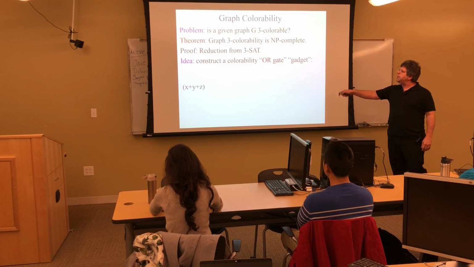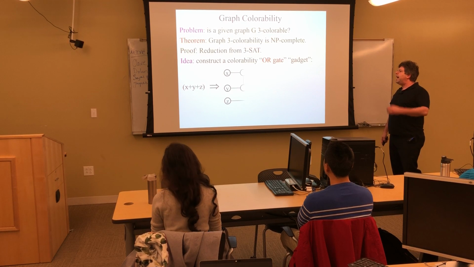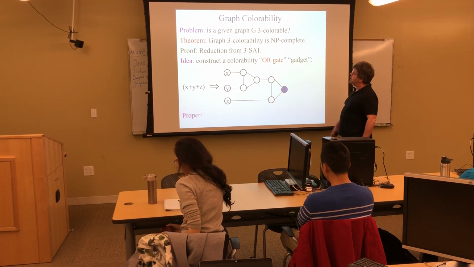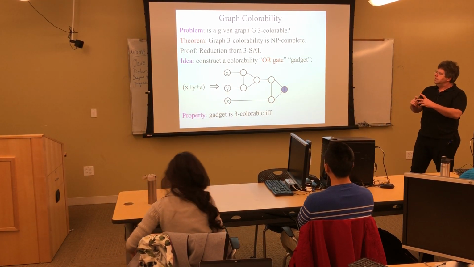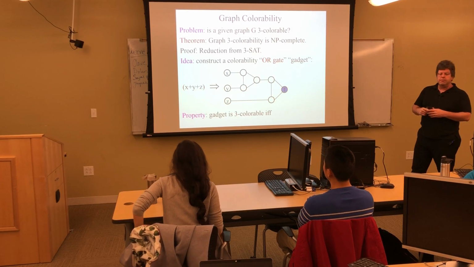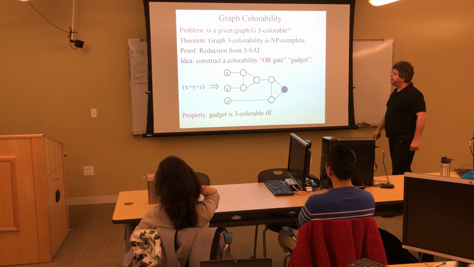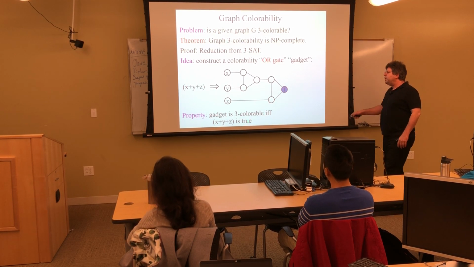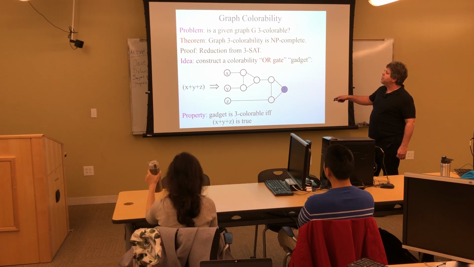For every clause in the 3 SAT, x plus y plus z, we'll have a graph piece that would look like this, and it'll act as an OR gate. We call it a gadget because it's used repeatedly in combination with other copies of itself to produce the final graph that we then try to decide if it's 3 colorable or not. So this gadget is 3 colorable if and only if this clause will be true.